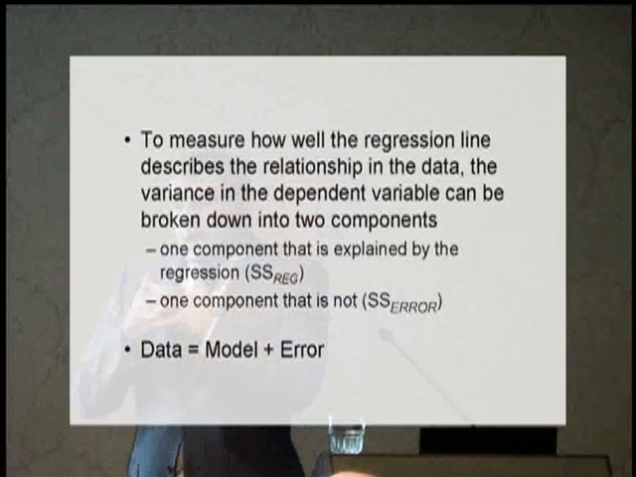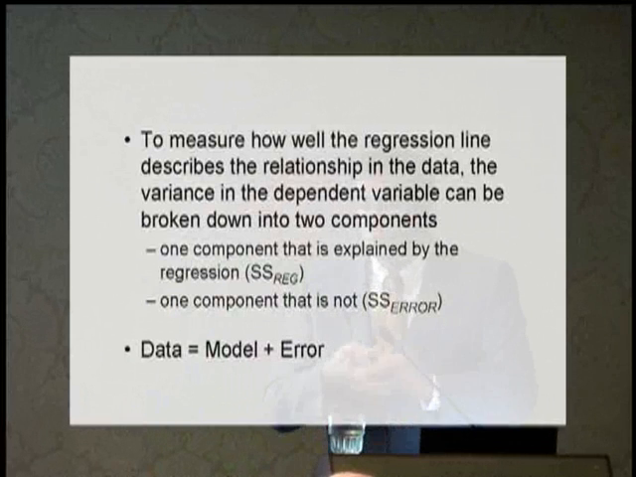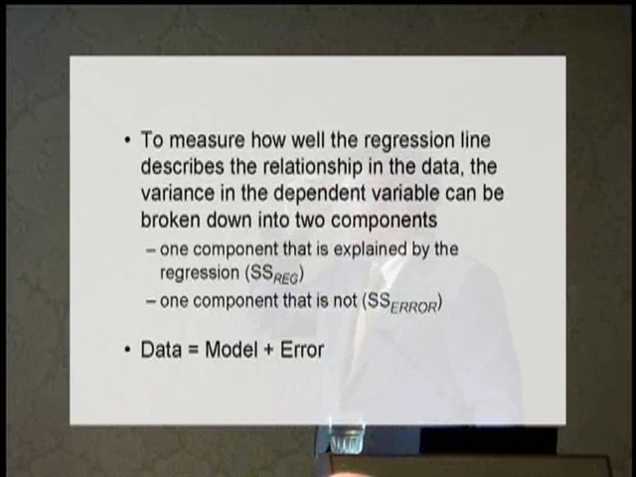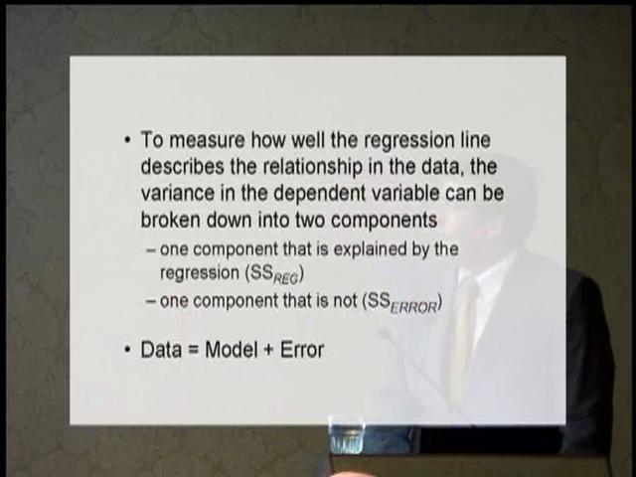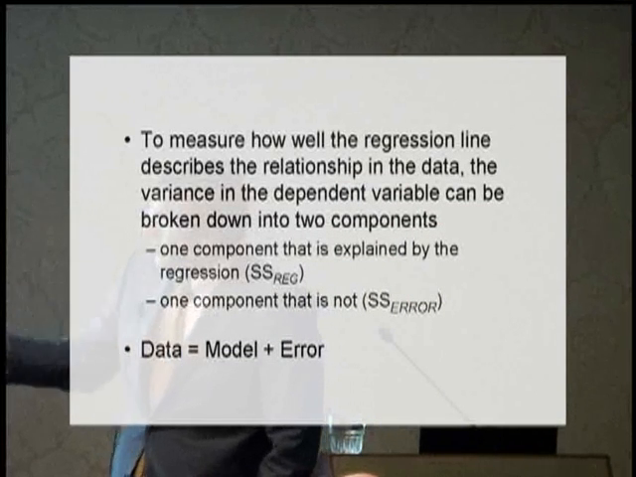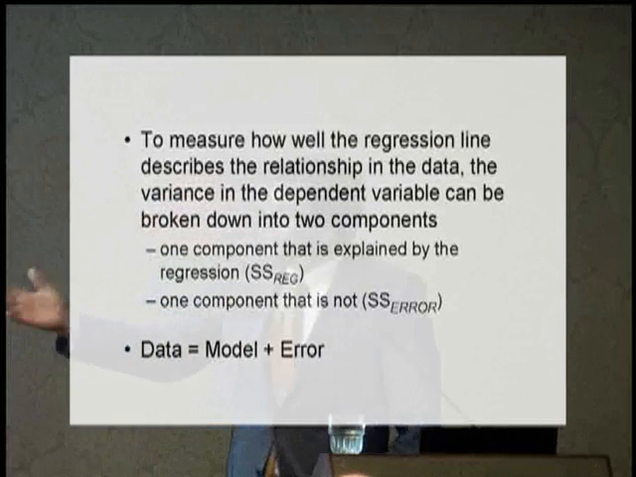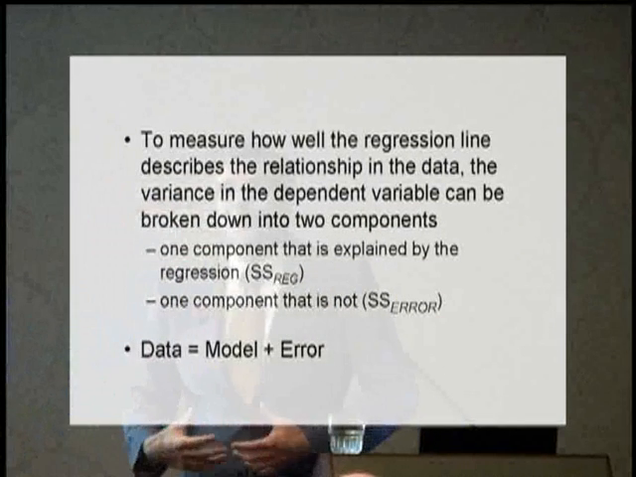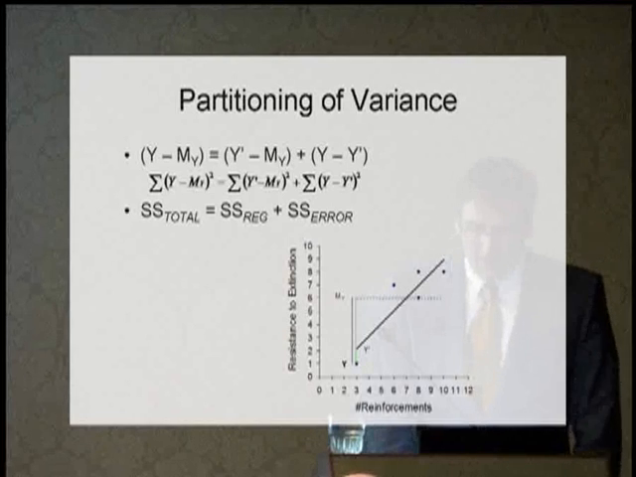And to do that, we have to partition the variance in the dependent variable, that is resistance to extinction, into two components. One component that's explained by the regression, which we'll call sum of squares regression, and one component that's not, known as sum of squares error. Basically, we're going to take the variance in our data and break it down into SS regression plus SS error. And this is an example of a conceptual framework, data equals model plus error, that underlies all of data analysis. I'll come back to that a little bit later.